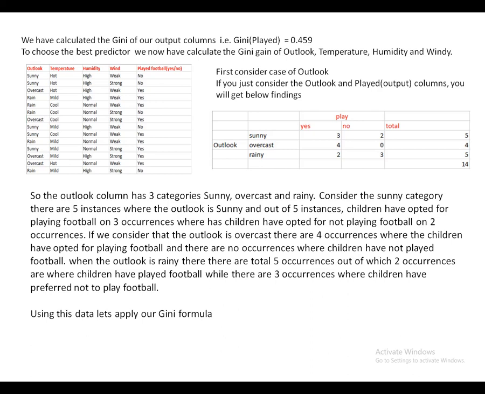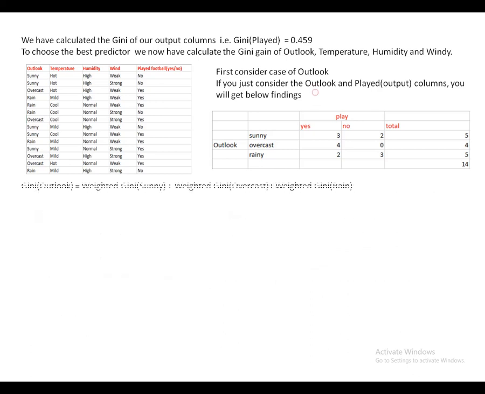If we consider that the outlook is overcast, there are 4 occurrences where the children have opted for playing football, and there is no occurrence where children have not played football. When the outlook is rainy, there are a total of 5 occurrences, out of which 2 occurrences are where children have played football, while there are 3 occurrences where children have preferred not to play football. Using this data, let's apply our Gini formula.